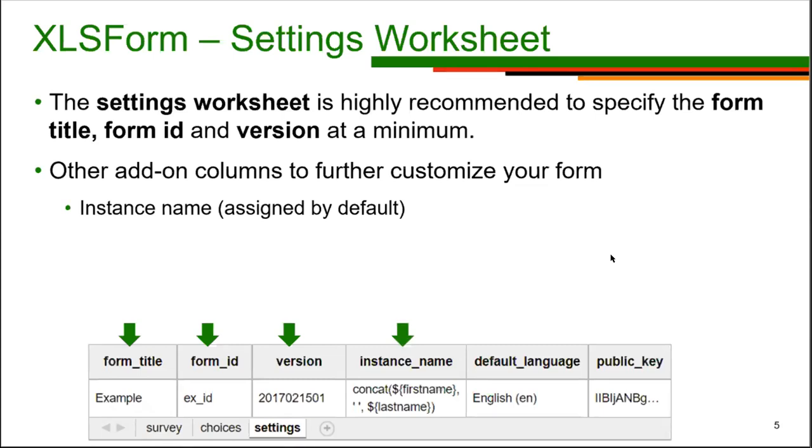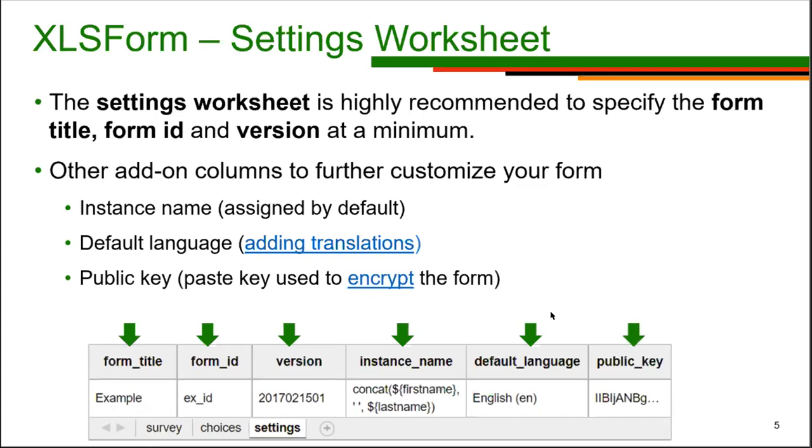And then you have several other add-on columns that you can further use to customize your form. Some of these are, for example, your instance name. By default, each submission that you make onto your server is called an instance, and you can customize it in such a way that you want it, but you don't want to stress yourself. You just use the generic names that will appear on your form. And then there is a default language. You can also specify in instances where you want to translate your language, and then other text in your form are in English.